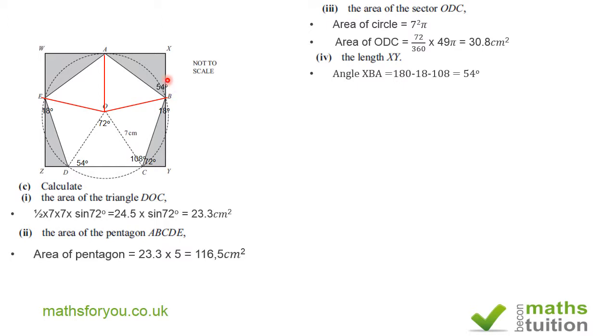Now we need to find XB using cosine, because we know the hypotenuse, which is 8.228, and we know this angle here. So XB over 8.228 is equal to cos 54 degrees. We get that XB will then be 8.228 times cos 54 degrees, and that gives us XB of 4.836 centimeters.